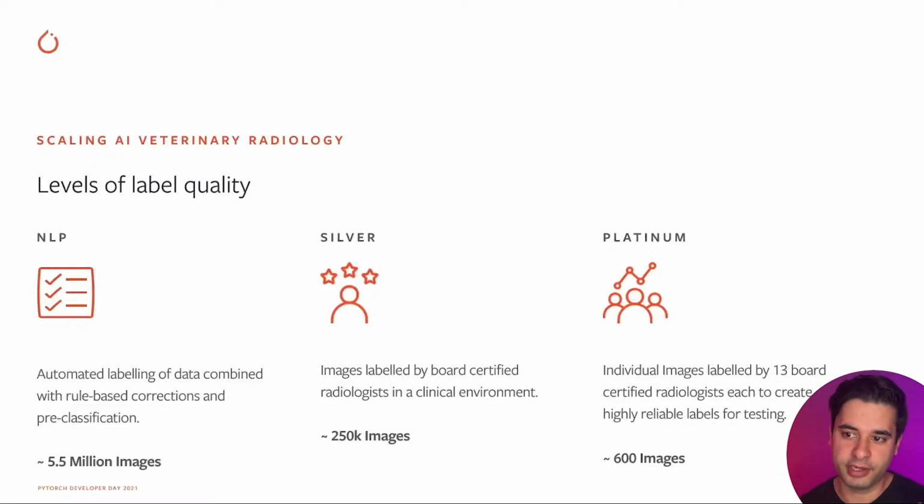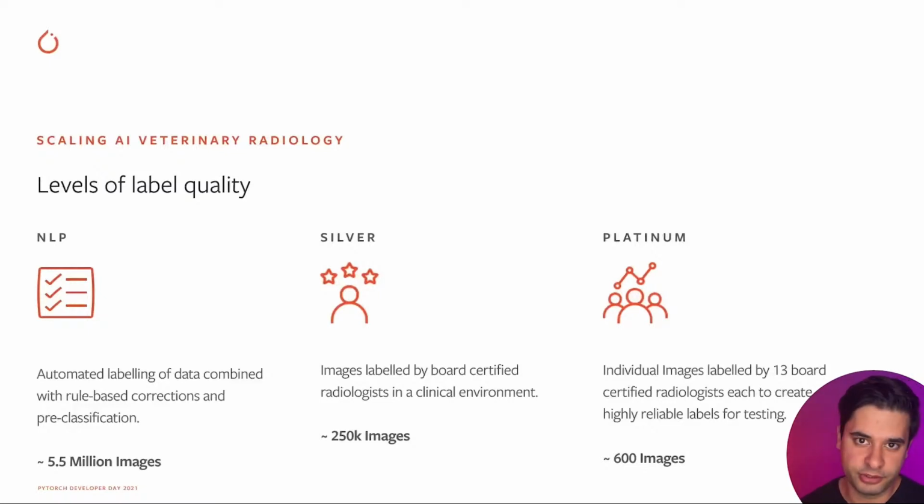And we have organized our data in different subsets based on label quality. The largest subset is the so-called NLP data, or NLP labeled data. Here we use an algorithm that we built based on work that has been done at Stanford, where we extract labels from radiology reports. And then we can use those labels together with the images to train our algorithms. Now, this process is inherently noisy, and we also have a data set, the so-called silver data, where each image is individually labeled by a radiologist.